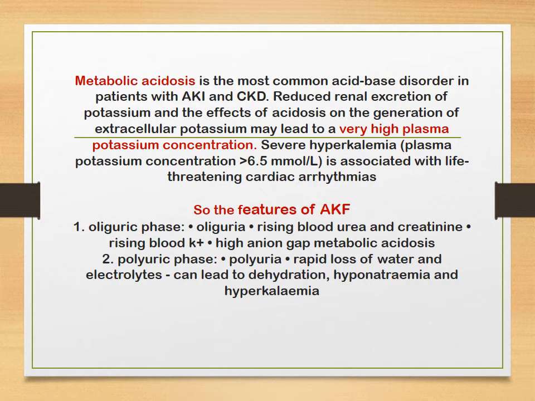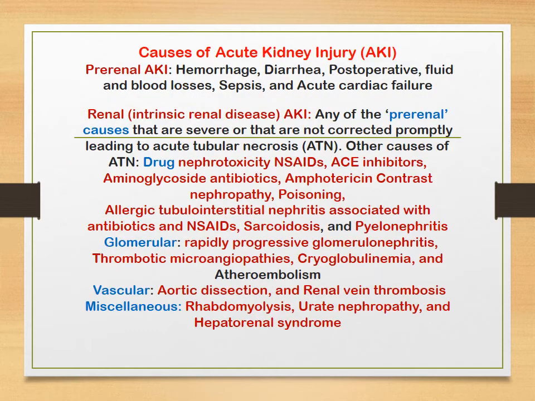Usually, there is metabolic acidosis in acute and chronic kidney disease. And this metabolic acidosis is usually accompanied by hyperkalemia, which is usually fatal and may result in life-threatening cardiac arrhythmia. The features of acute kidney failure are oliguria, rising of blood urea and creatinine, hyperkalemia, and metabolic acidosis. Also, there is then a polyuric phase, with rapid loss of water and electrolytes, which can lead to dehydration, hyponatremia, and hyperkalemia.